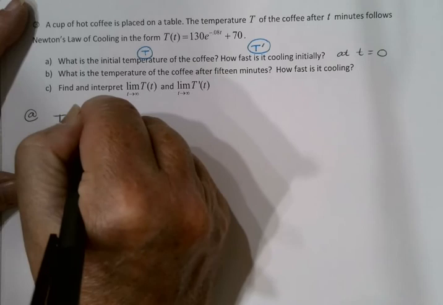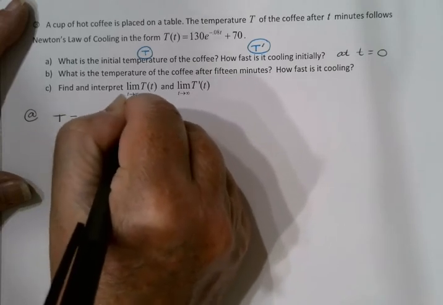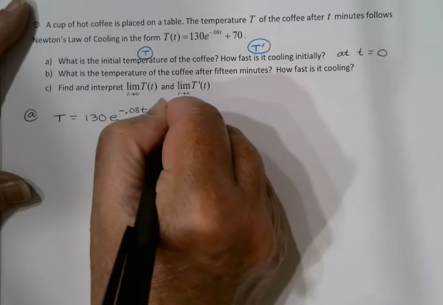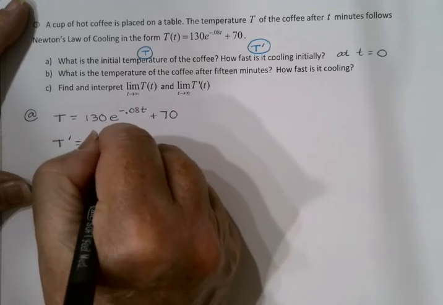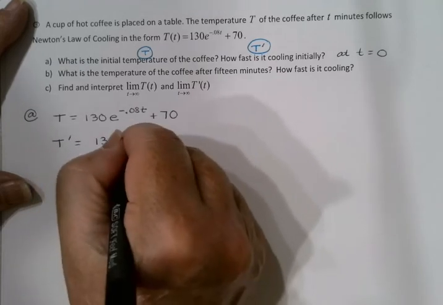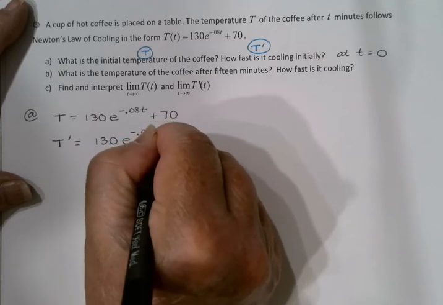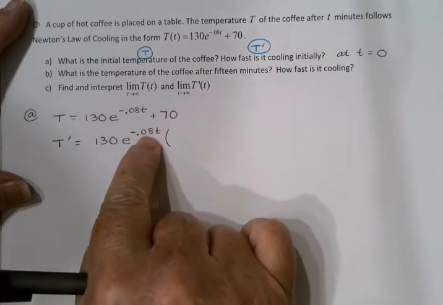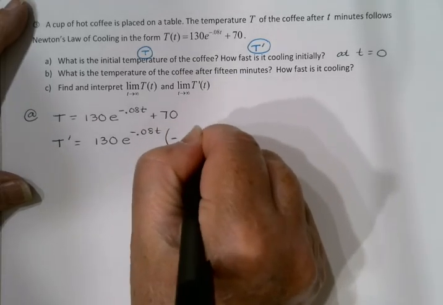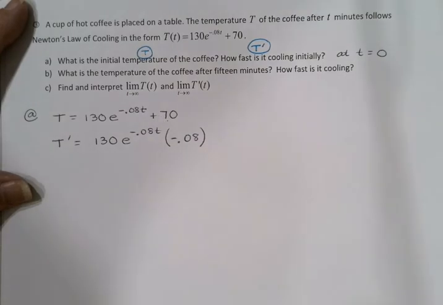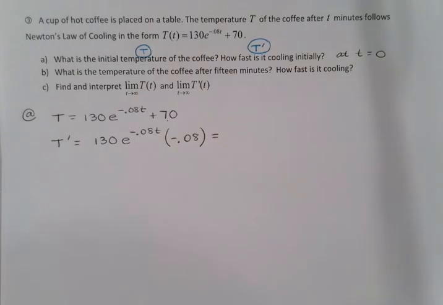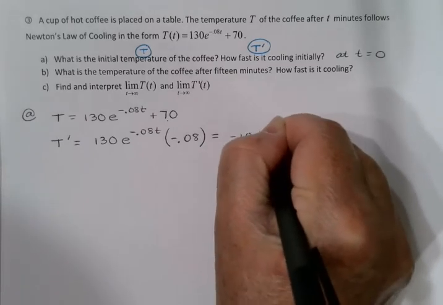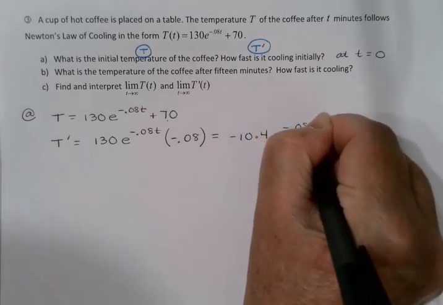So here's my capital T. Let's go ahead and do the rate of change, or the derivative. We'd have 130 times the derivative of the exponential, which is itself. And then the chain rule would give me a times negative 0.08, plus the derivative of 70, which is 0. And let's see, 130 times negative 0.08 is negative 10.4 e to the negative 0.08t.